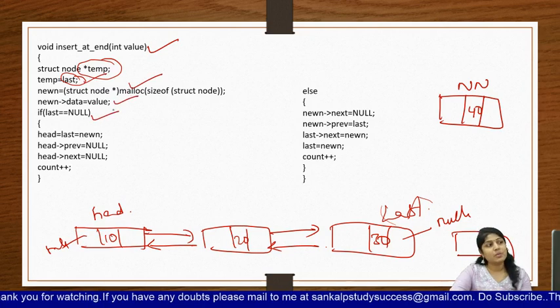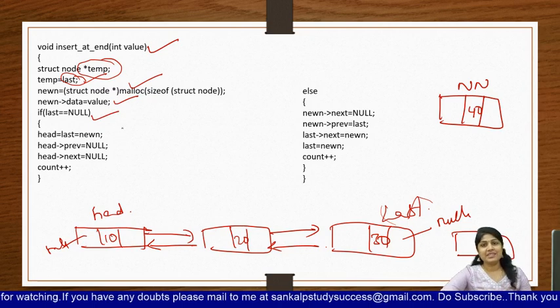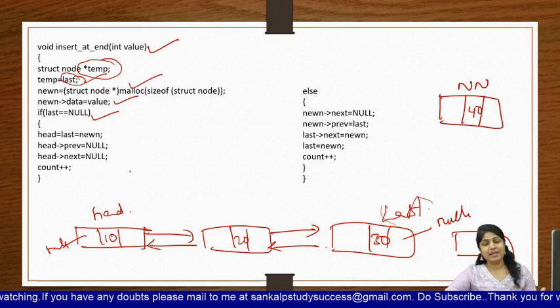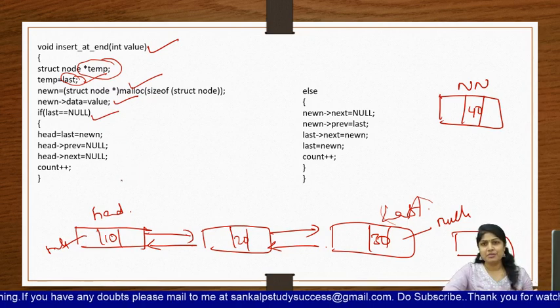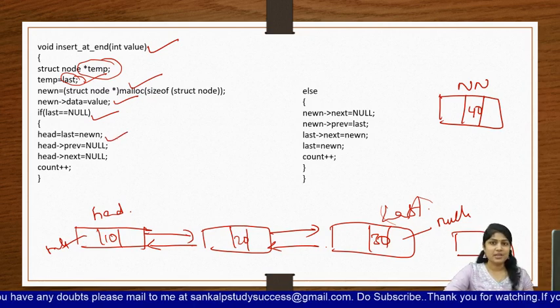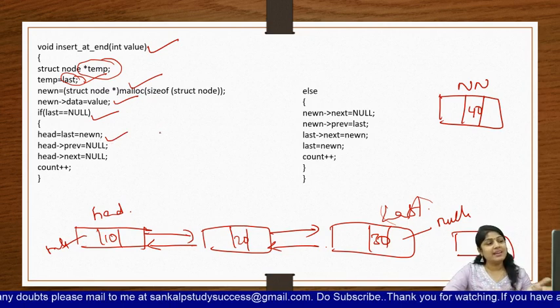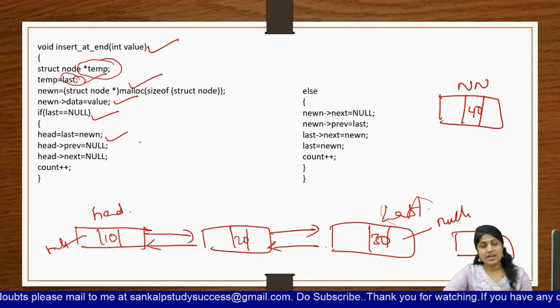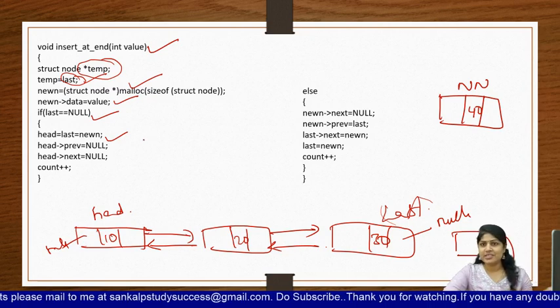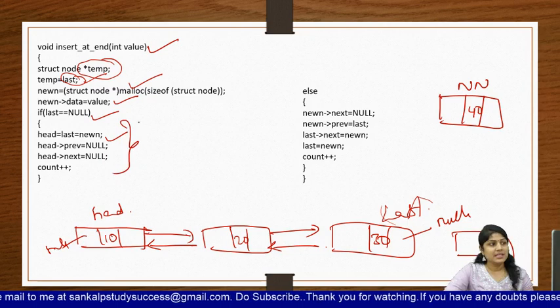If last equal to null means what, there is no elements, okay na? Manam create chesukovalsina element new node. So in this case what, header equal to last equal to new node, and similarly head to previous equal to null and head to next will be the null, okay? So in this case you can give last to previous equal to null, last to next equal to null kuda rayachu. This is for empty condition, this is not our condition.